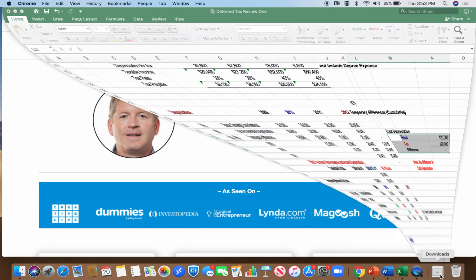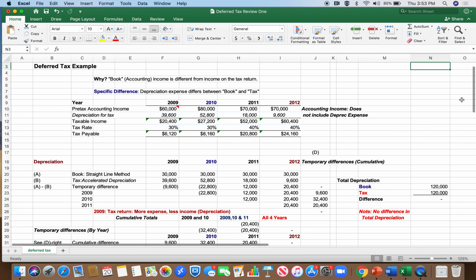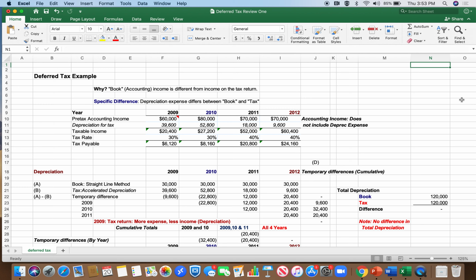I want to spend some time talking about perhaps the most difficult thing that you have to learn in accounting, at least in an intermediate accounting class, which is deferred taxes. So, here's the scenario. The reason we have deferred taxes at all is that book income or accounting income is different from income on the tax return. The most common example that you'll see on exams and on the CPA exam is that depreciation expense differs between book, your accounting records, and the tax return. And this is the example that I'm using.